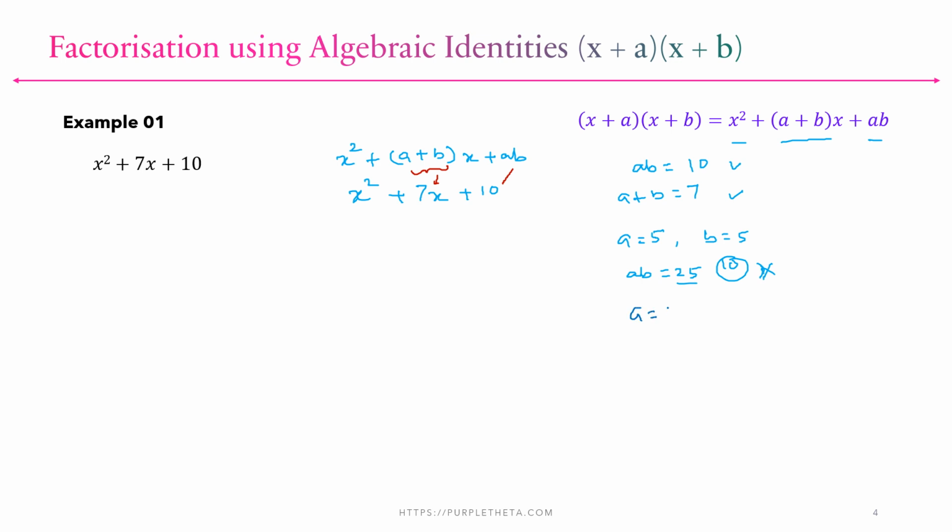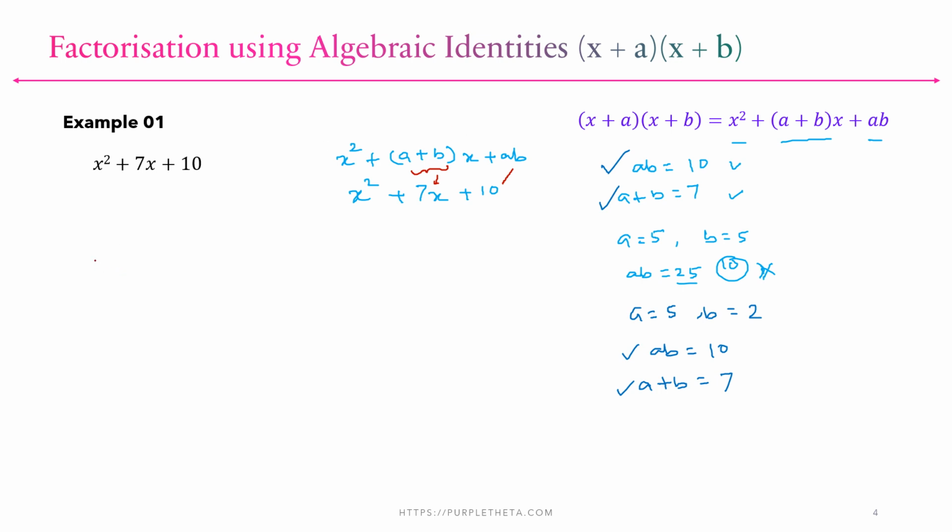Let us try with different values of a and b. Let us say a is equal to 5 and b is equal to 2. Okay, so here ab is equal to 5 into 2, that is 10, and a plus b is equal to 5 plus 2, that is 7. This is what we were looking for, right? ab should be 10 and a plus b should be 7. Here we have ab is 10 and a plus b is 7.